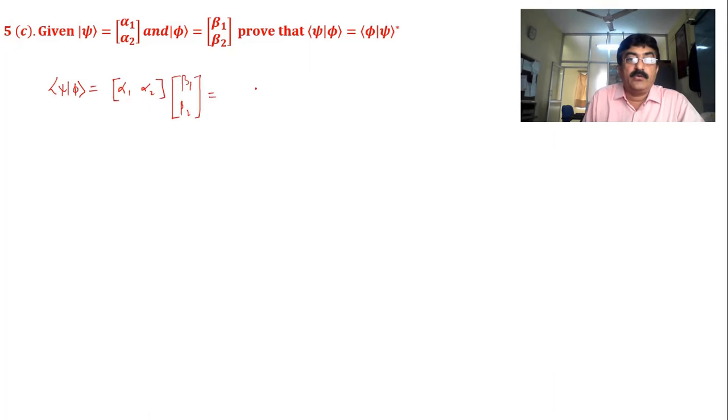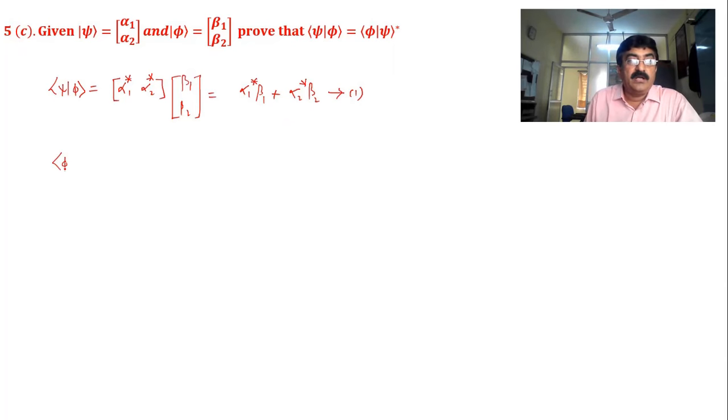So that is equal to alpha 1. Yes, I have to take the complex conjugate, you know. So put alpha 1 star. I don't know whether alpha 1 is complex or real, so I have to put the star. Therefore, alpha 1 star beta 1 plus alpha 2 star beta 2. I call this equation 1.